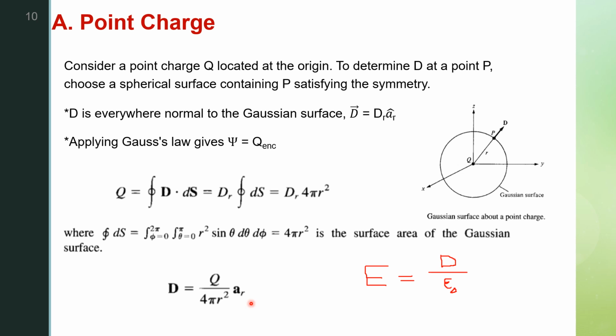So we have applied Gauss's law in the case of a point charge to determine the electric flux density. If you know electric flux density, how will you compute electric field intensity? E is equal to D by epsilon 0. That is, this answer divided by epsilon 0 will give you the electric field intensity.